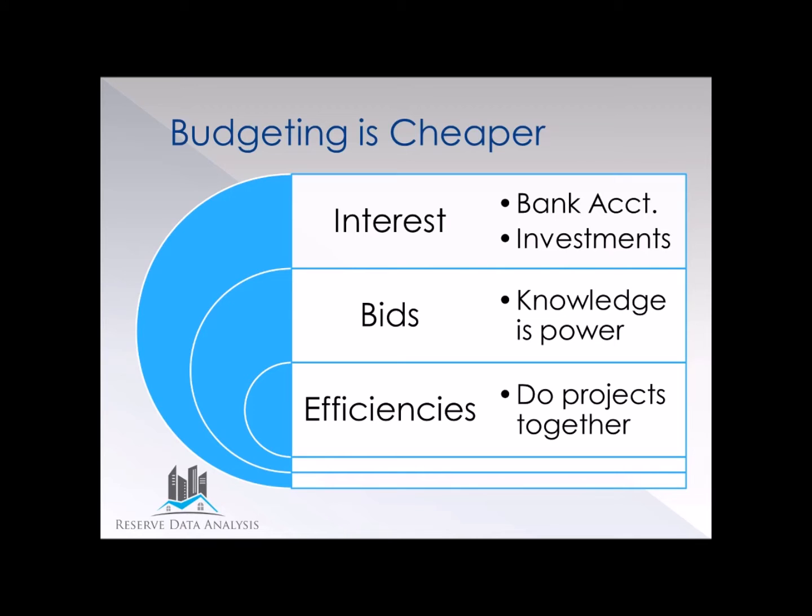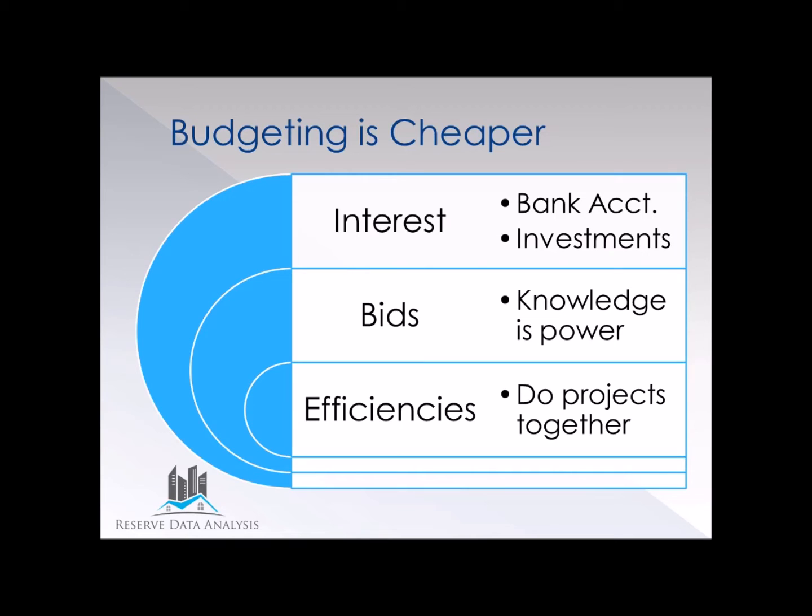Budgeting is much cheaper. So if you budget accurately, you can have a healthy reserve account balance, and you can gain interest on that reserve account balance. Right now, interest rates are extremely low, historically low, so there's not a whole lot of money to be made there, and it has a very minimal impact. Over time, though, these interest rates will go back up at some point, and reserve accounts will again start to gain interest on that money. Some communities also invest their reserve accounts into very secure and safe investments, things like bank CDs.